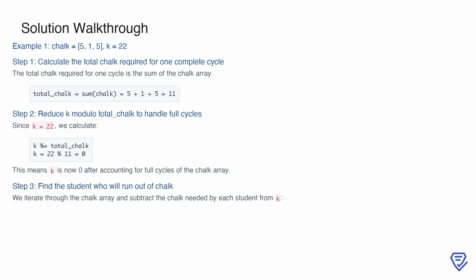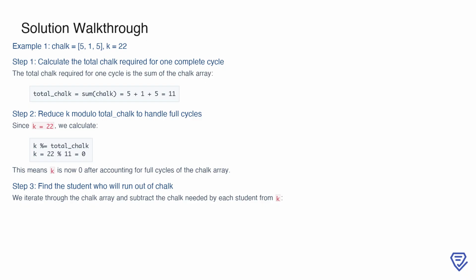Here, we are solving the problem of finding the student who will replace the chalk. In the first example, the chalk array is 5, 1, 5, and k is 22, representing the amount of chalk available. We start by calculating the total chalk required for one complete cycle of all students. This is simply the sum of the chalk array, which gives us 5 plus 1 plus 5 is equal to 11.